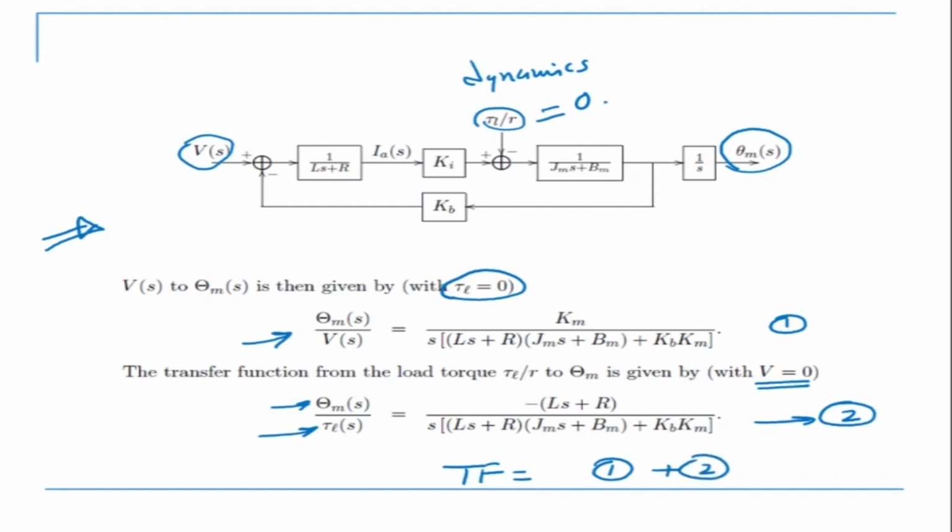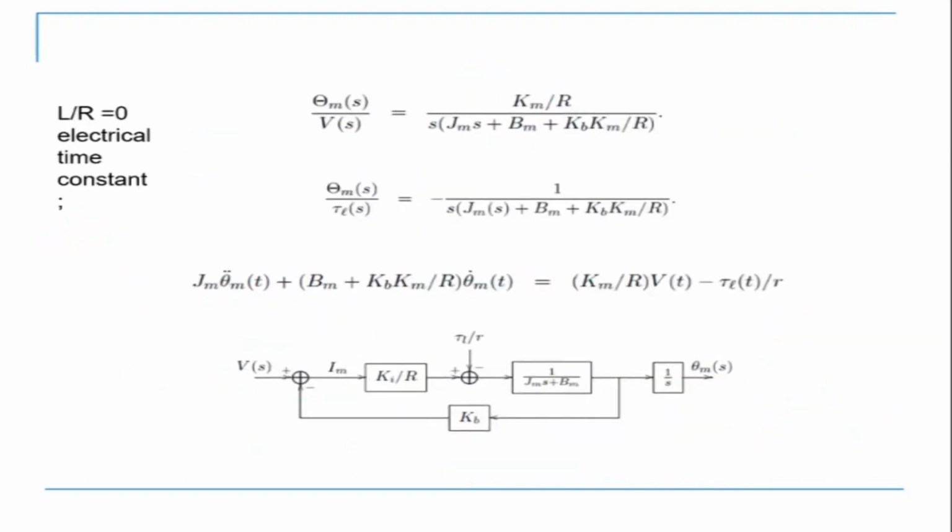So this is how we handle cases where there is more than one input, by using the principle of superposition. Now we write our transfer functions, simplify them, and then combine this equation with this equation, and what I get is one equation here. On the left hand side we have the inertia components and the damping components, and here I can call this K into Vt minus tau L by R.